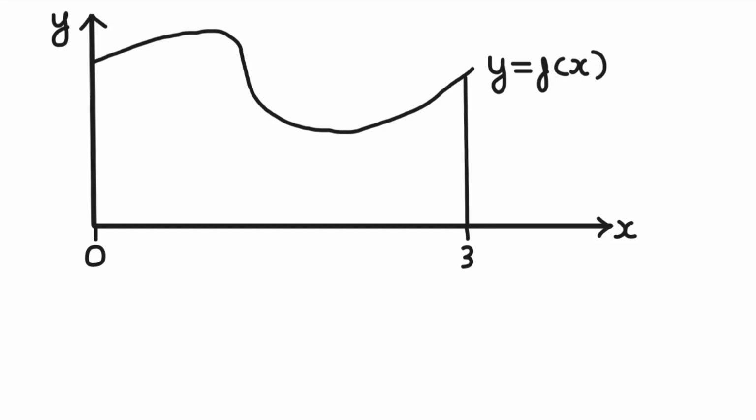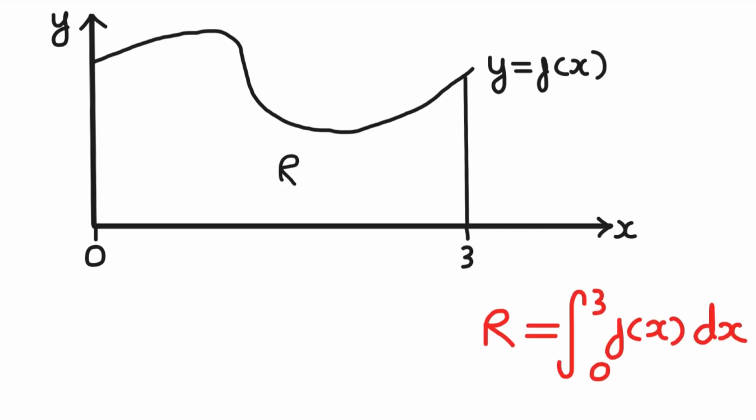So let's say that we have this curve here, which we'll call f of x, and let's say that we need to find the area underneath the curve between x is equal to 0 and x is equal to 3, and we'll call this area R. So we need to find R. Well, as we know, we can find the exact area of R by integration. So we can integrate from the lower limit 0 to the upper limit 3 for f(x) dx.